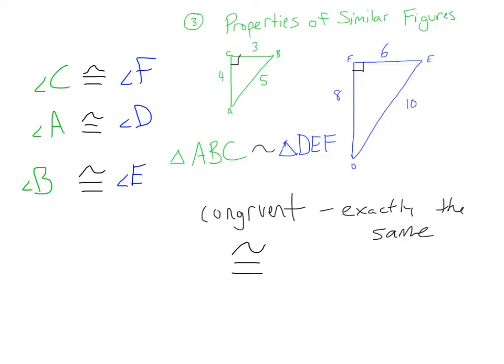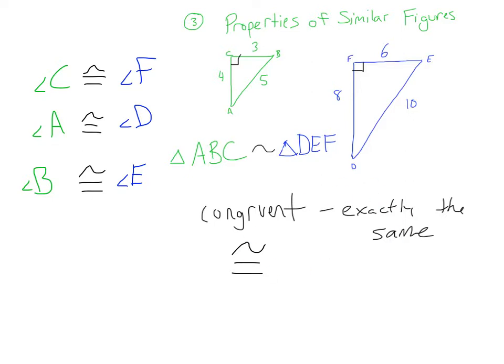But is side AC congruent to side DF? No. How do we know that? Well, it says that's 4 and that's 8. So remember, congruent means exactly the same. So the sides are not congruent. They are only corresponding, but the angles are both corresponding and congruent, or exactly the same.